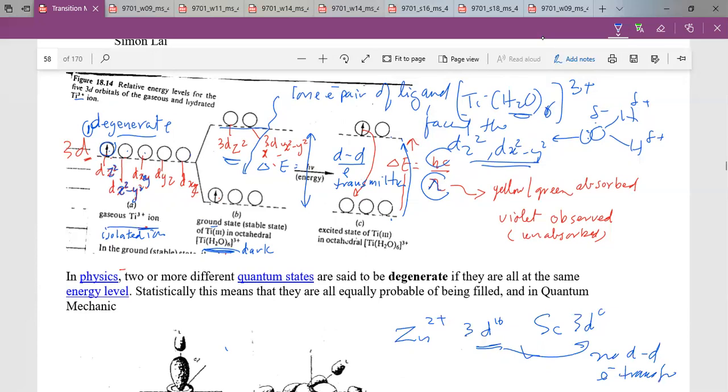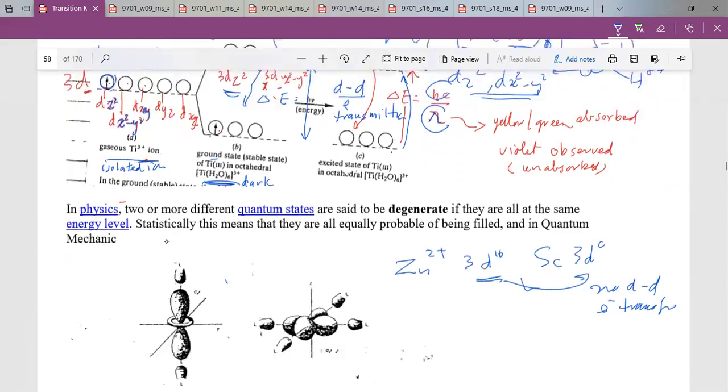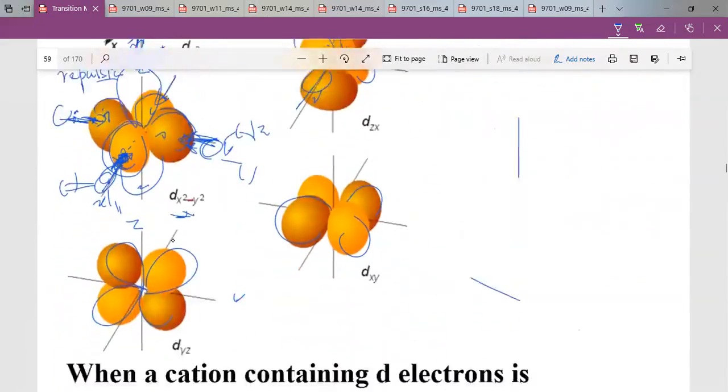That's why it cannot. It will absorb energy, yes, but always from the UV region, never from the visible region, because the energy level gap is too small. Now that one, of course, is the copper.